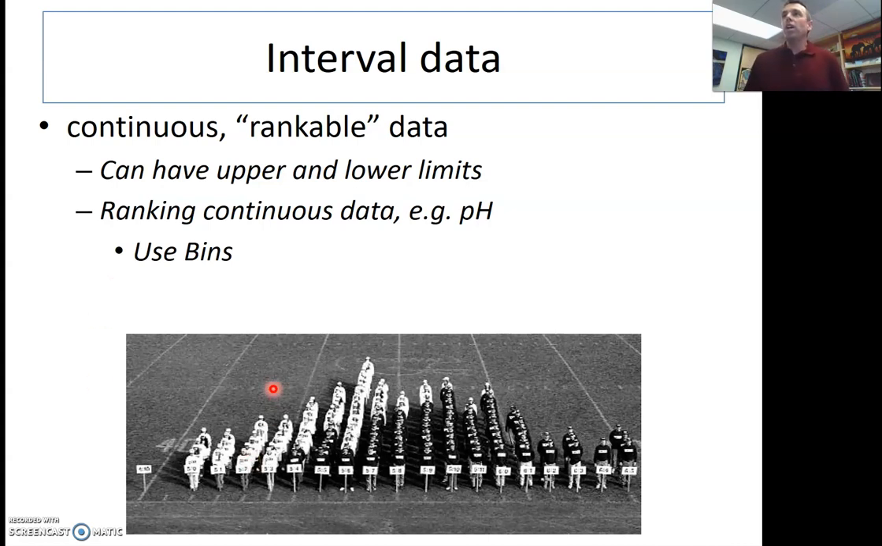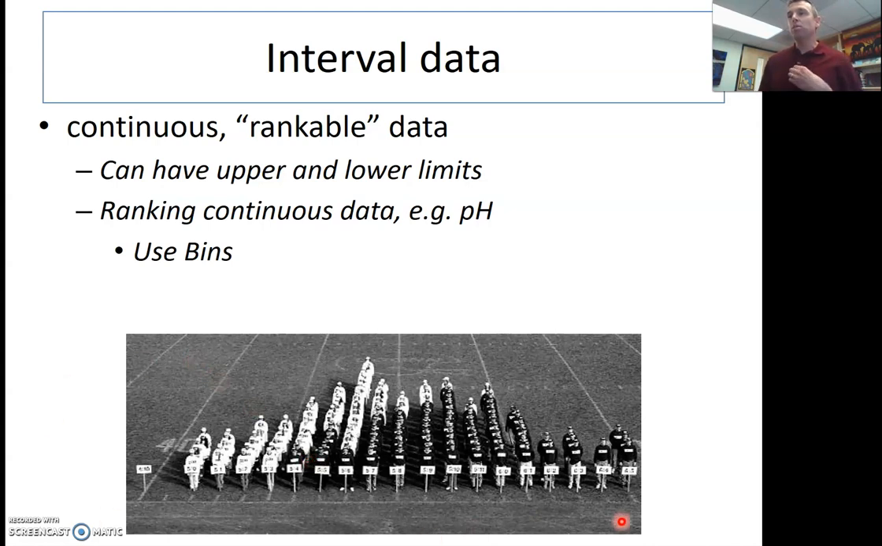But in order to rank continuous data, because we know that mode means the value that had the highest number, the reality is with continuous data, there is no mode. There are no two people in this world that are the exact same height. If we could measure infinitely small values, we would find that everyone is a slightly different height. So yes, you can rank them from smaller to taller, but there is no mode. So for that, we have to use bins.